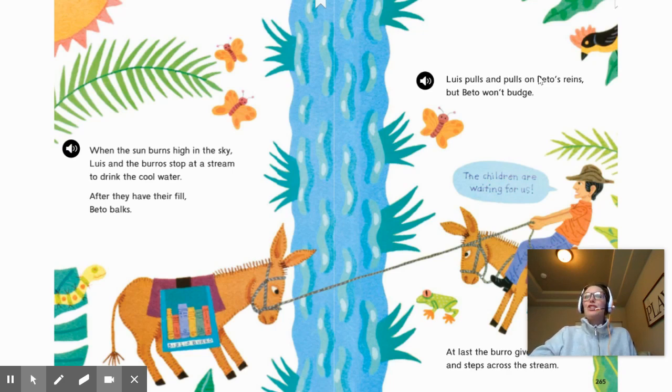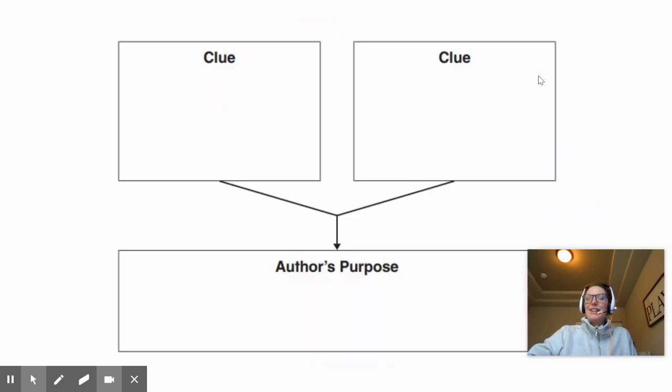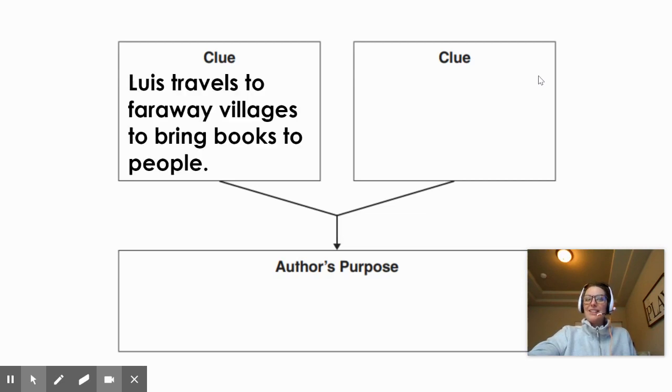So what is Luis doing? Thinking about our first clue, the author is giving us real information about a real person named Luis. And what is Luis doing? What information is the author giving us about Luis? What is he doing with his books? That's right. He's taking his books to faraway villages to share his love of reading.